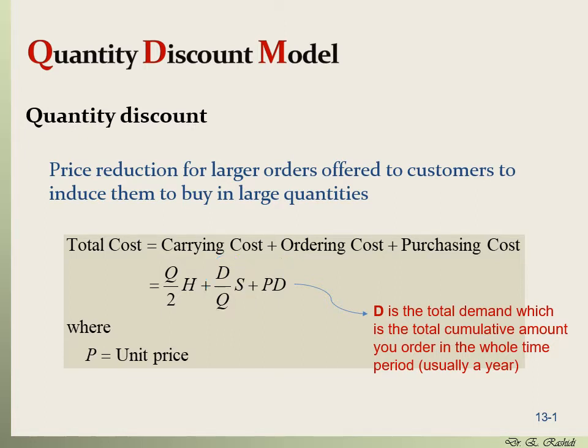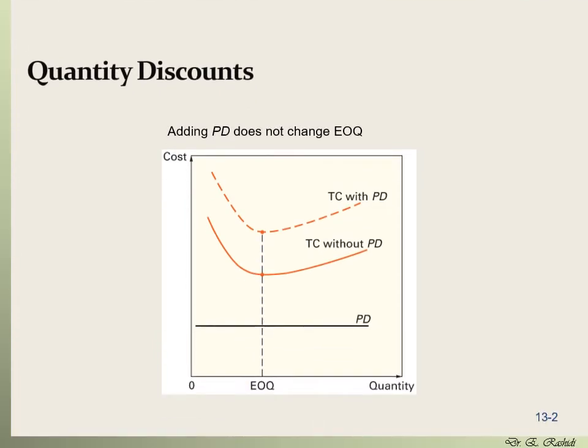The next component is the purchasing cost. This is where the quantity discount would apply. That's equal to P multiplied by D. P is the unit price, and D is the demand. That's how many you would actually order. Let's see how the new model works.